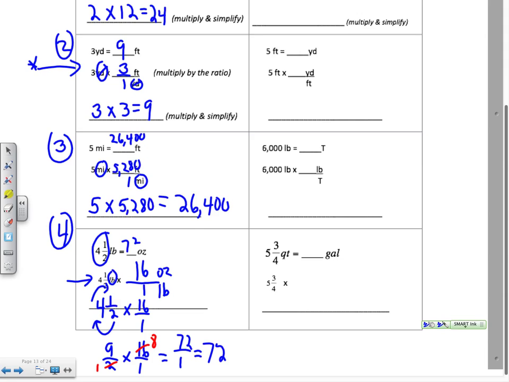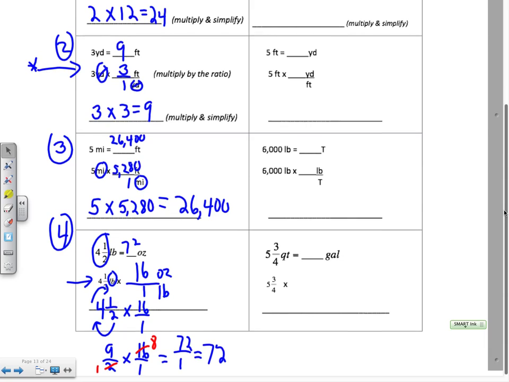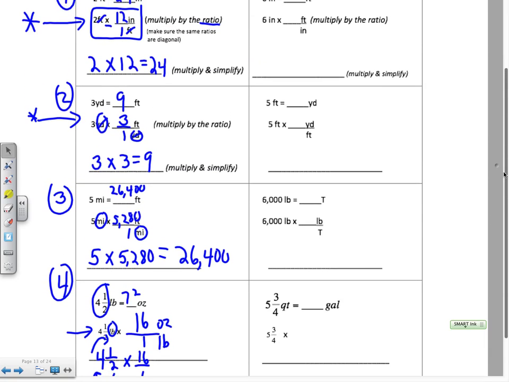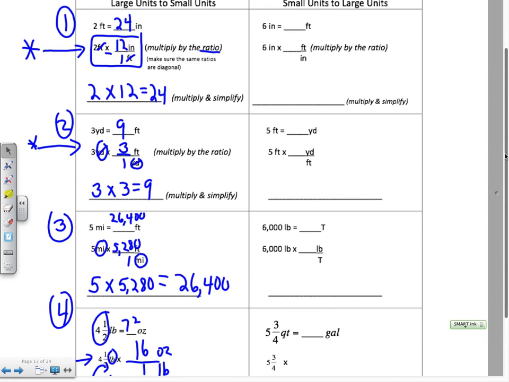So if you look back at all those problems, you notice really they are just multiplication problems. But the way I set them up will help you when we get to more difficult problems. So every setup is that number times the ratio.